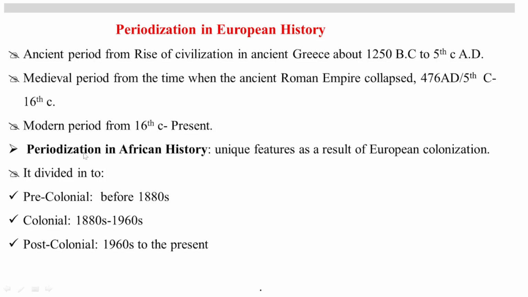When we come to African history, periodization in African history also has unique features as a result of European colonization. Why? Because African history, African calendar, and African politics were destroyed and deteriorated by European colonial powers. So it has unique features from others. African history is also divided into three subperiods. This is known as periodization in African history. One, the pre-colonial period, before the 1880s.